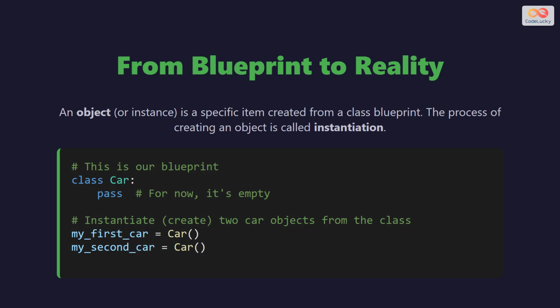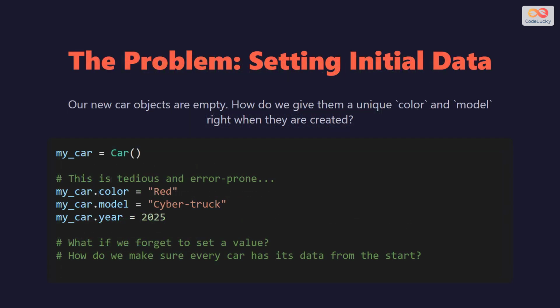An object, which is also called an instance, is a tangible item created based on a class blueprint. The act of creating an object is known as instantiation. Here, we define an empty car class. Then, we instantiate it twice, creating two distinct car objects named my_first_car and my_second_car. As you can see, our new car objects are created empty.